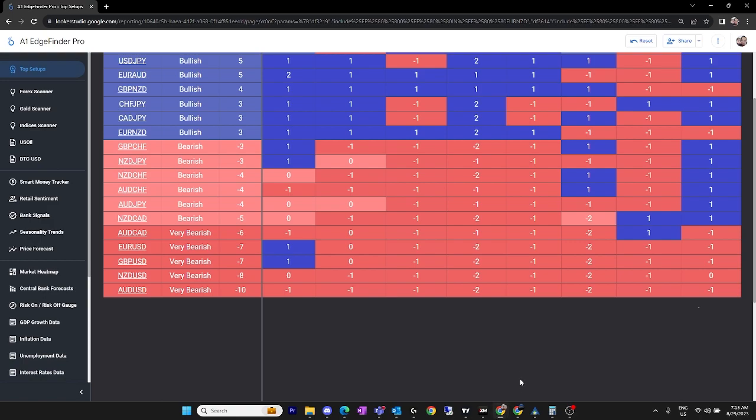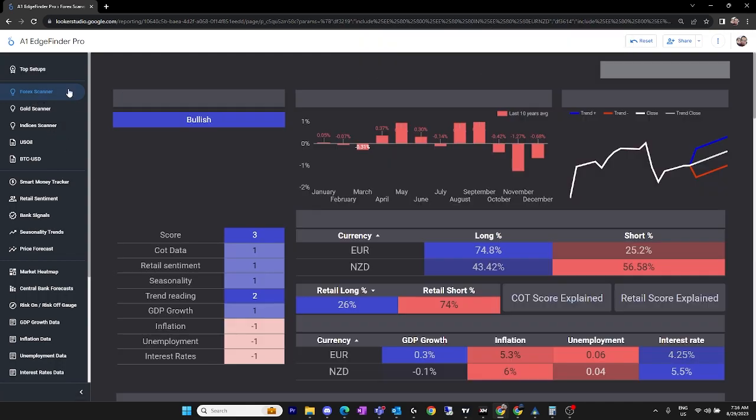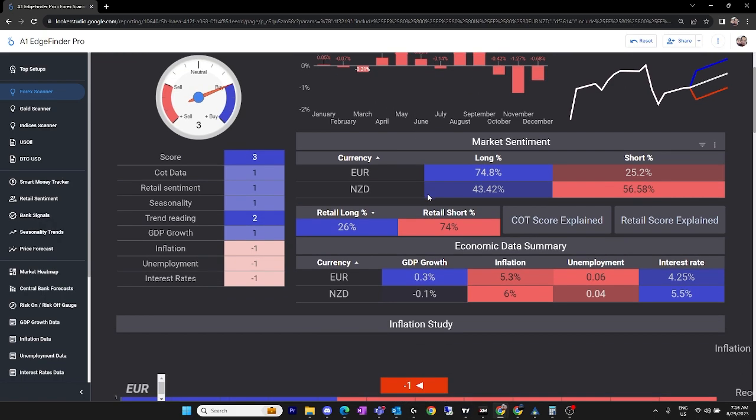Bakit? Ibig sabihin, I'm looking to buy the market. Kasi nakita ko dito, it's a bullish bias. Another confirmation I did is if I go to the Forex scanner on EURNZD, I'm aware na NZD economy is so bad. It's currently so bad. Negative 0.1 GDP growth, inflation whopping high, and unemployment 0.04%, and interest rate is whopping high compared to EUR.